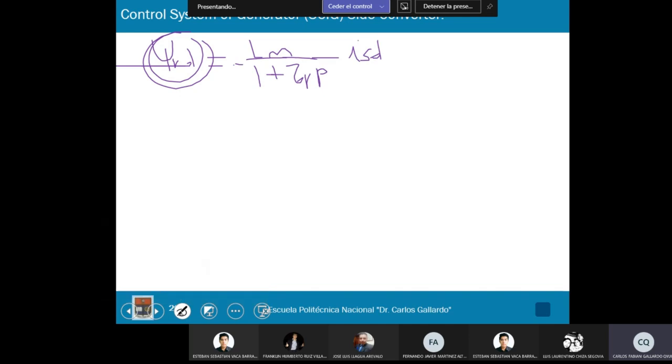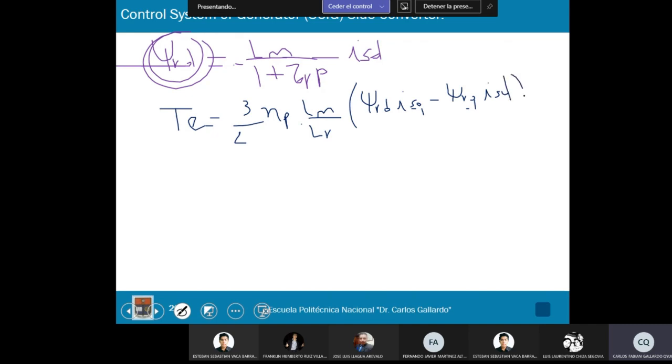So from the previous lecture, we have already demonstrated the electromagnetic torque is equal to 3/2 times the number of poles times the magnetizing inductance over the rotor inductance times the rotor flux on D axis times the stator current on Q axis minus the rotor flux on Q axis times the stator current on D axis.